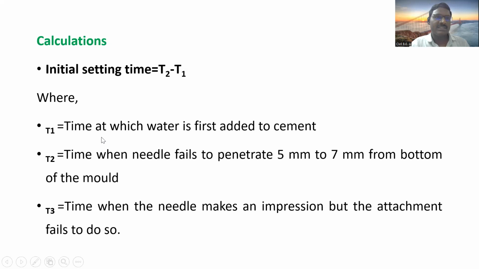Here it is written that T1 is the time at which the water is first added to the cement, and T2 is the time when the needle fails to penetrate to 5 mm to 7 mm from the bottom of the mold. Then T3 is the time when the needle makes an impression, but the attachment fails to do so. When the impressions of the needle are not seen on the surface of the cement paste, then we can measure T3, and T3 is a time not more than 600 minutes, or not more than 10 hours. That is the final setting time.